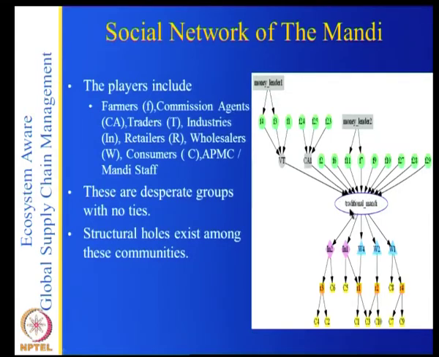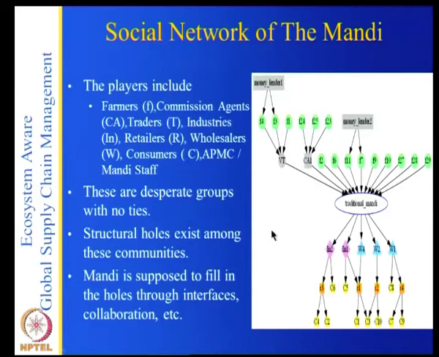What is a structural hole? A structural hole is between two communities. If there is no communication, then there is a hole there in terms of communication, and an orchestrator is the one that fills these particular kinds of holes, and Mandi is supposed to fill in the holes through interfaces, collaboration and so on.